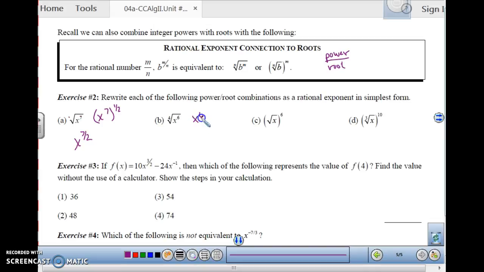So that would be x to the 6th to the 1/4 power. Power to a power means you multiply the exponents. It's x to the 6 over 4. All right, now that reduces. 6 over 4 reduces to 3 over 2. Power over root.